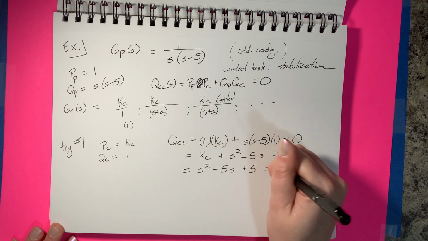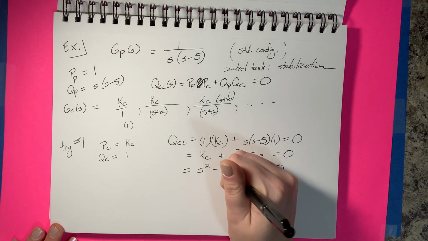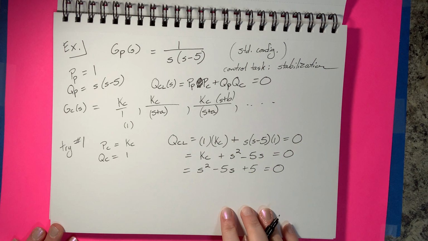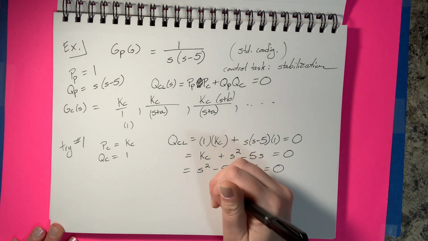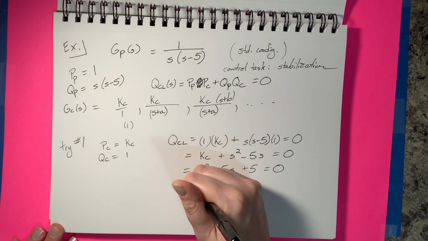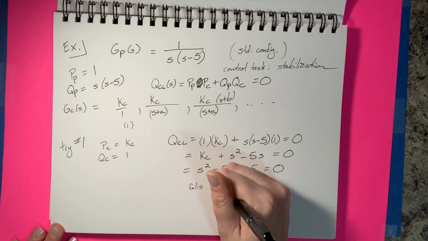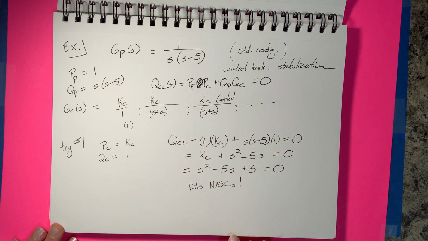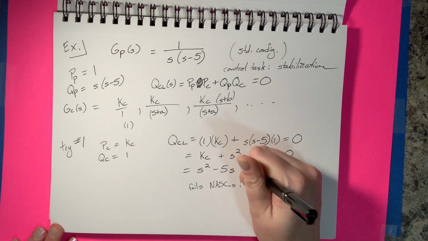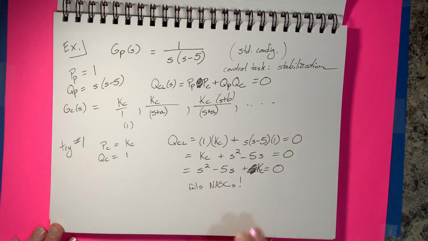Now, examining the necessary and sufficient conditions, I'm really pleased with this example because we can see that this design, trial number 1, does not work. So it fails necessary and sufficient conditions. There is no KC value that I can choose that will stabilize this. I have to have control over this middle term, and I don't.